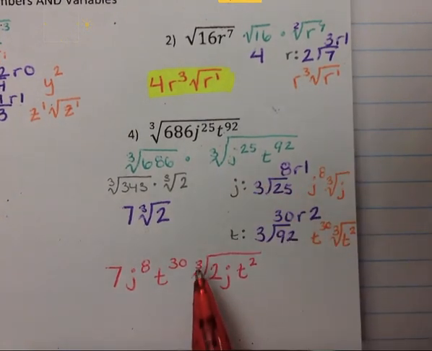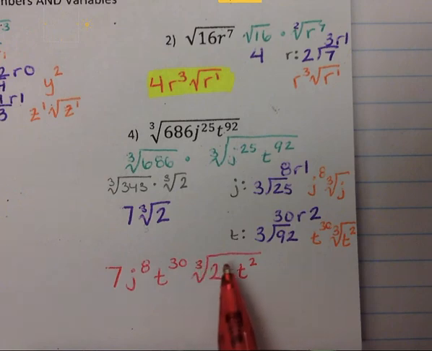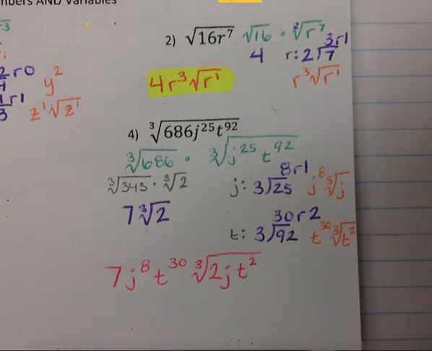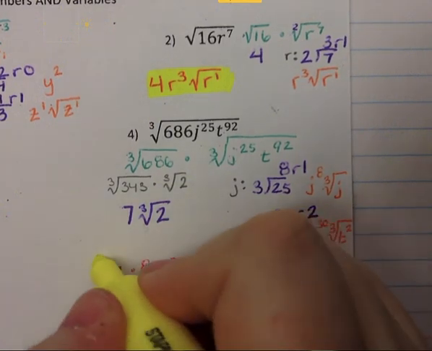Now we can also check, 3 is bigger than the 1 on our j, and 3 is bigger than the 2 on our t. So that lets us know that we cannot simplify the letters any further. And the cube root of 2 would just give us a decimal. So this would be our final answer.